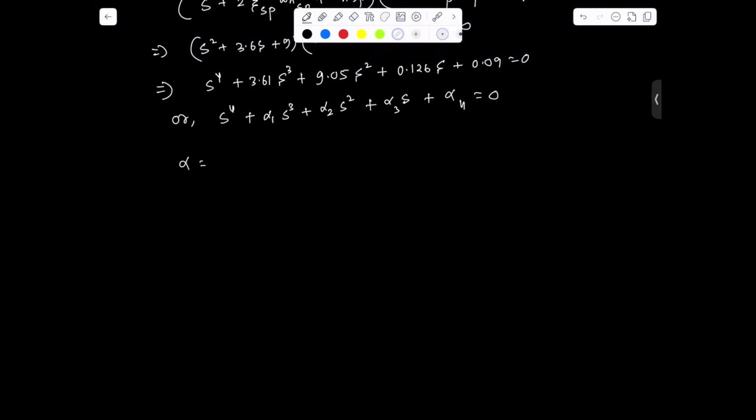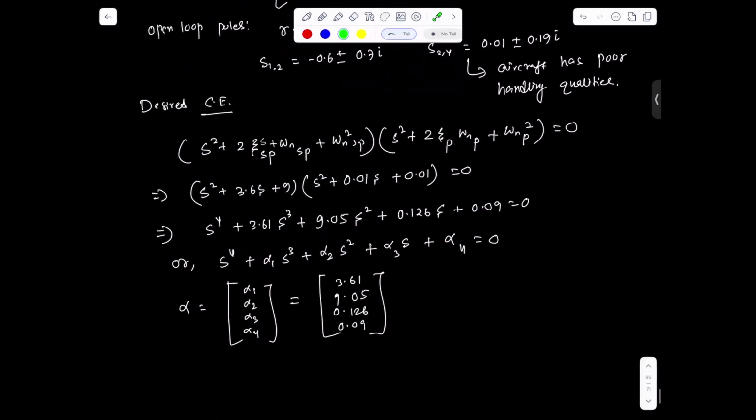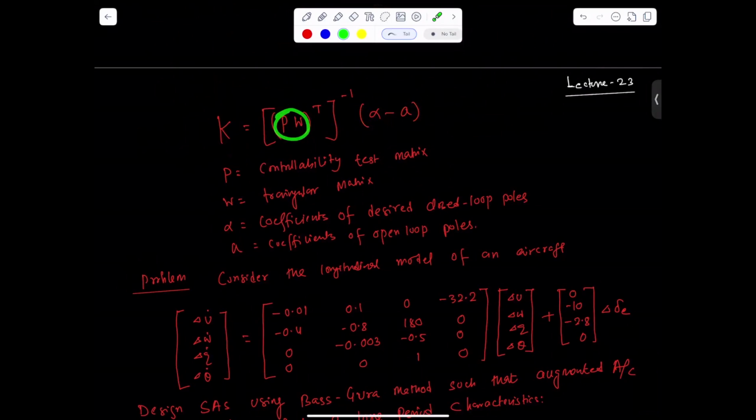Or we can write alpha 1, alpha 2, alpha 3, alpha 4 equal to 3.61, 9.05, 0.126, 0.09. So we have formed the A and alpha here. So we have found this and this. So now we have to find P and W.